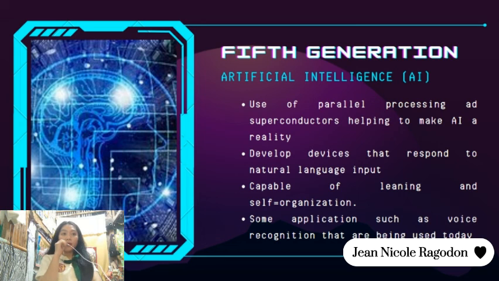The use of parallel processing and superconductors is helping to make artificial intelligence a reality. The goal is to develop devices that respond to natural language input and are capable of learning and self-organization. There are some applications such as voice recognition that are being used today. So nowadays, there are many applications based on AI or artificial intelligence, and now it is being combined with computers. Potential applications of artificial intelligence are included in fifth generation devices. So these are examples like desktop, laptop, notebook, Chrome, and so on.